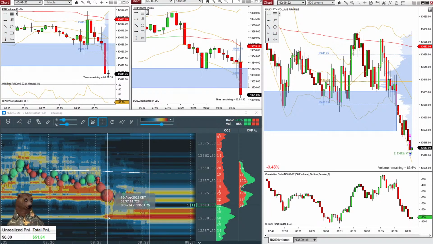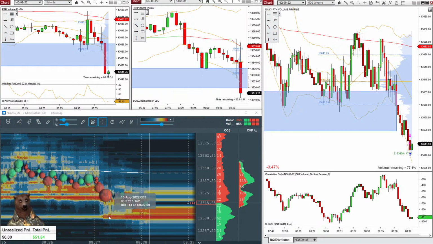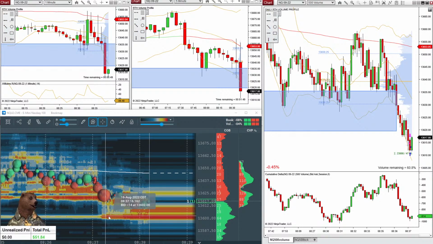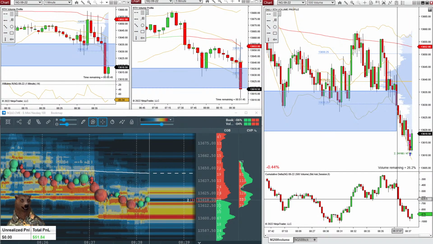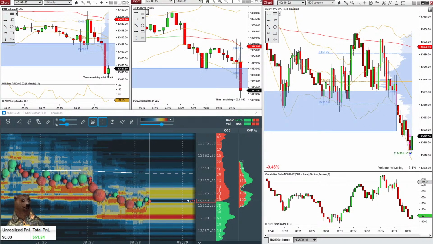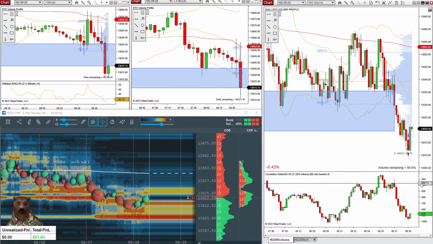I like that term, hunting liquidity. It feels like I'm out in the jungle, hunting my liquidity. It just sounds cool. Hunt liquidity. Maybe that's gonna be my t-shirts.